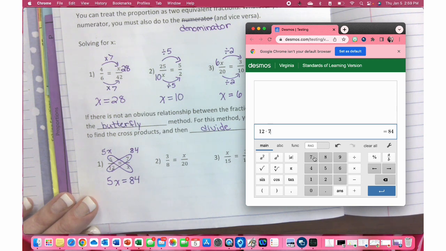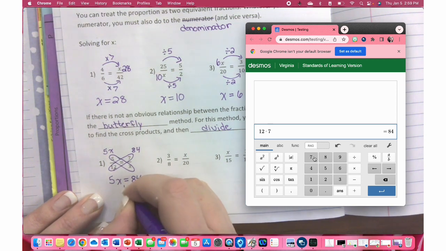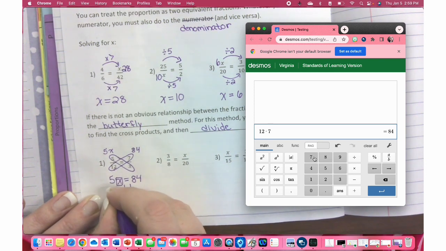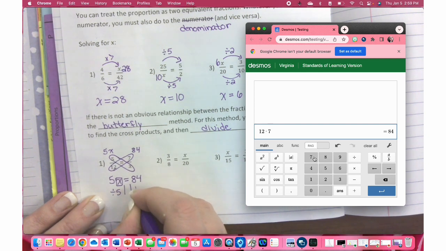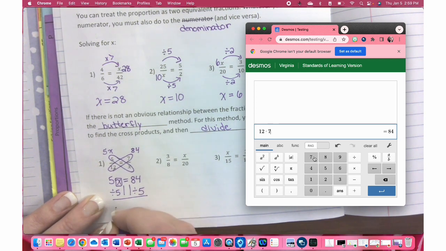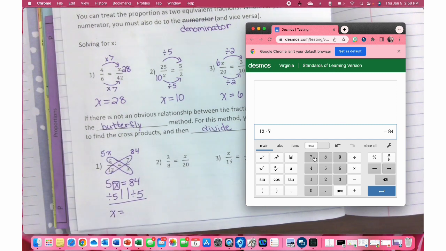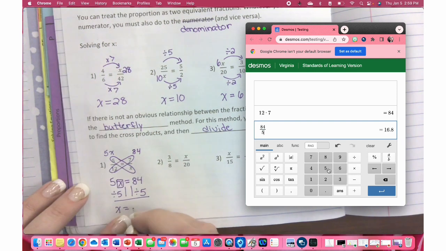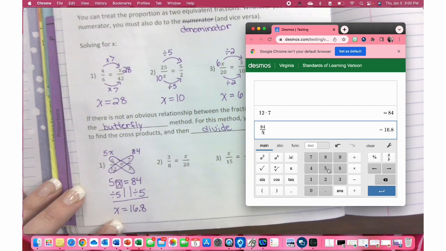So now I just have a one-step equation to solve. I'm going to box in my variable, draw my railroad tracks, and then to get rid of that 5, I would divide by 5 on both sides, and x would end up equaling 84 divided by 5, which gives me 16.8. There is no way on earth I ever would have figured that out just by trial and error. So cross multiply and divide, it's the best way to go, and it works every time.